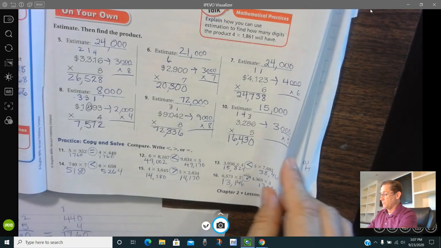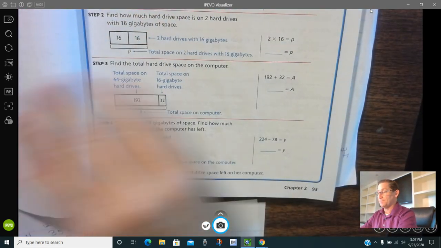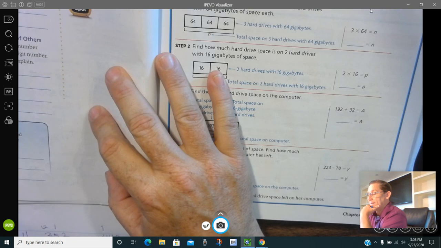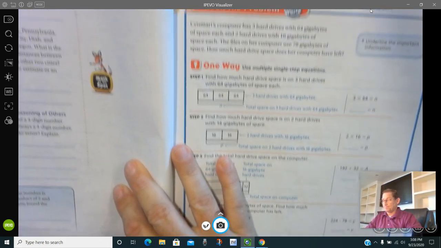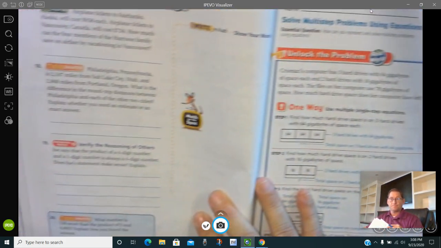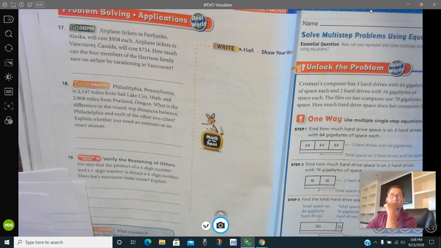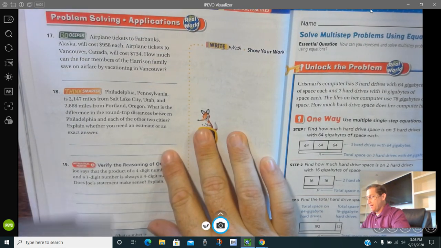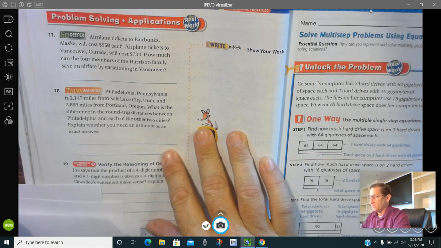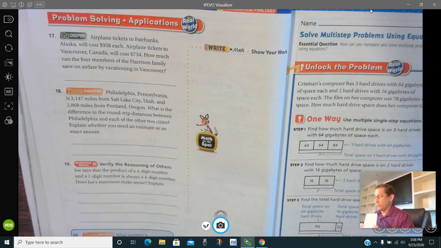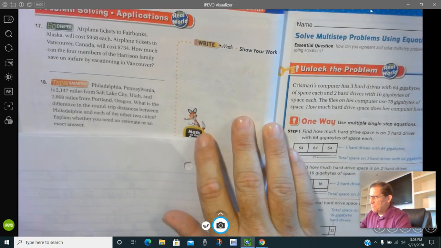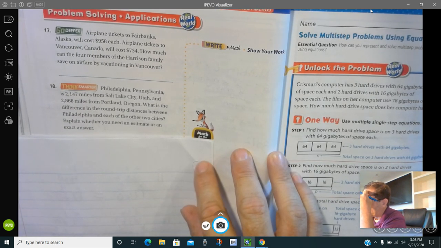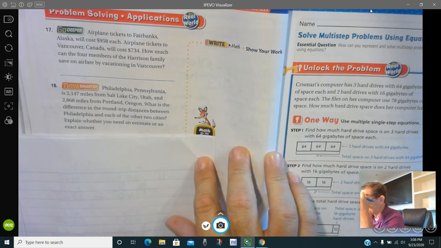Okay, let's move on to page 92, number 17. All right, airplane tickets to Fairbanks, Alaska will cost $958 each. Airplane tickets to Vancouver, Canada will cost $734. How much can the 4 members of the Harrison family save on airfare by vacationing in Vancouver?